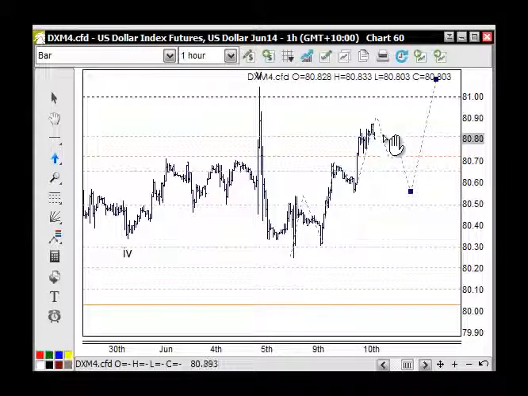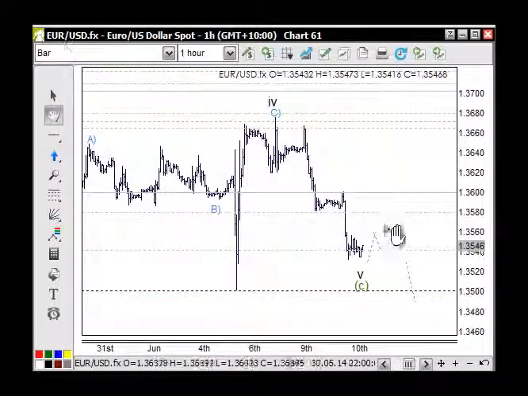So the move that comes down from this high area through here, I'm paying close attention to see if it's in 3 waves and moving back up here and taking this low out here to create that ABC, or looking at a 5-wave sequence here. Same for the euro as well. The same spike here as well.